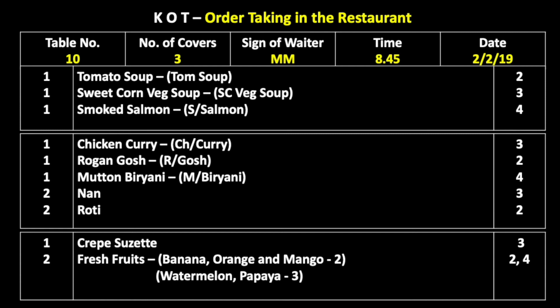Now if you look at the portion side, you will see 2. That means the chef has to make 2 portions of fresh fruits, 1 with banana, orange and mango, and the second with watermelon and papaya.